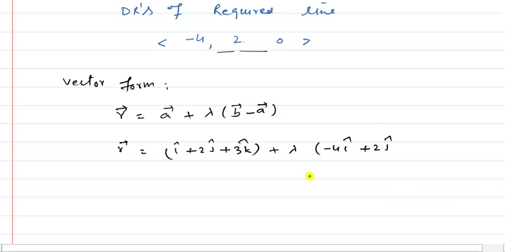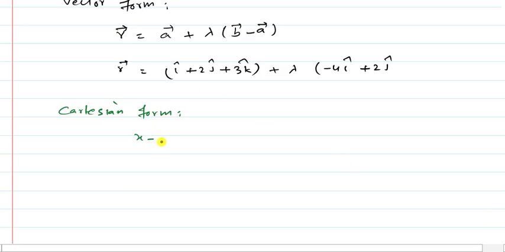Now let me write the line in Cartesian form. Cartesian form is x minus x1, x1 means the passing point, that is 1, upon A. A I have calculated, minus 4 over here, is equal to y minus y1, that is 2, upon 2, this 2 I have taken, is equal to z minus 3 upon 0 is equal to lambda. So this is the Cartesian form of the required line.